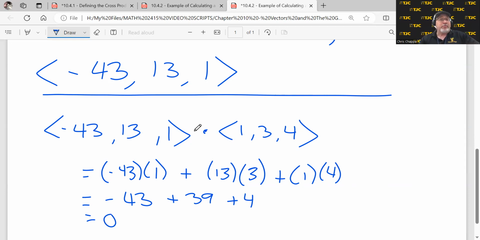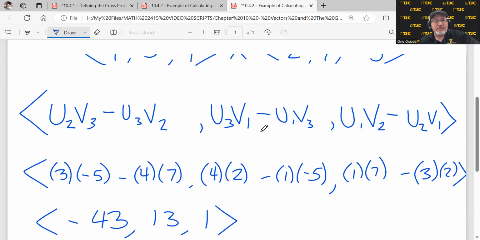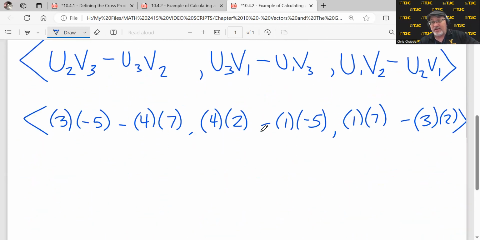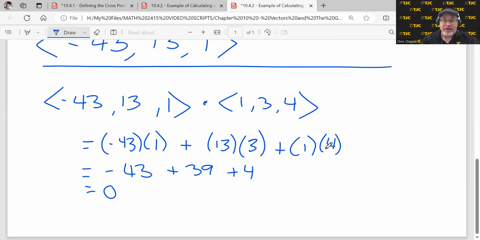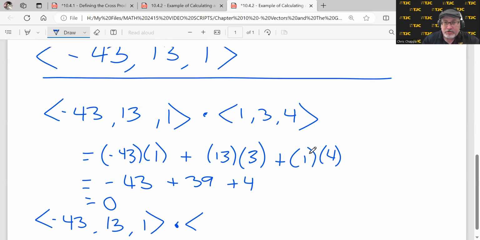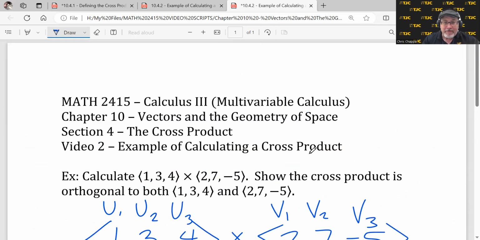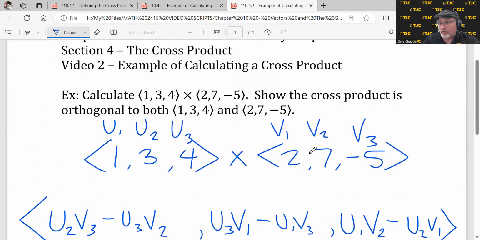But the cross product is supposed to be orthogonal to both of the original vectors, not just the first. The second original vector was 2, 7, negative 5. So we also have to check what happens if we found the dot product of what we claim is orthogonal with that vector, 2, 7, negative 5.